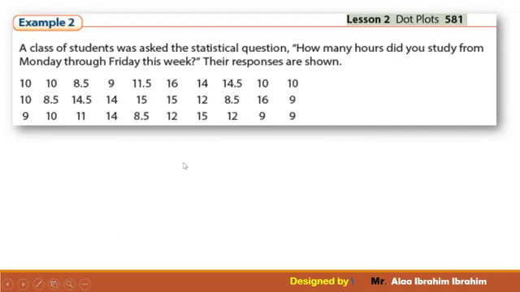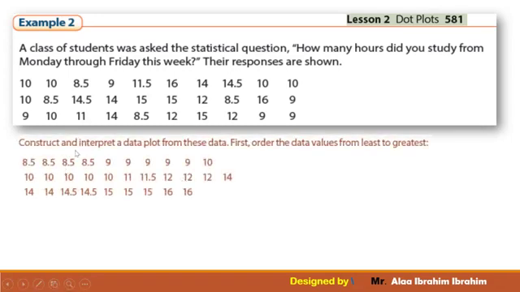Now example number 2. A class of students was asked the statistical question, how many hours did you study from Monday through Friday? This means a week, the days of the week. So we're dealing with days in this week. The responses are shown. I give you the responses for all students like this. This is the first time I have to arrange from smallest to greatest. It will be good. Okay, like this.